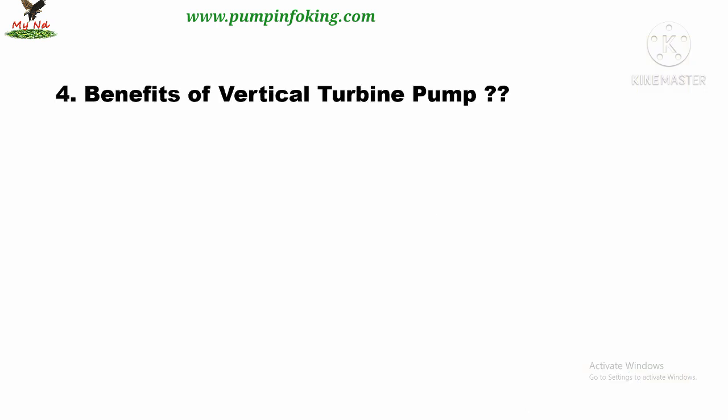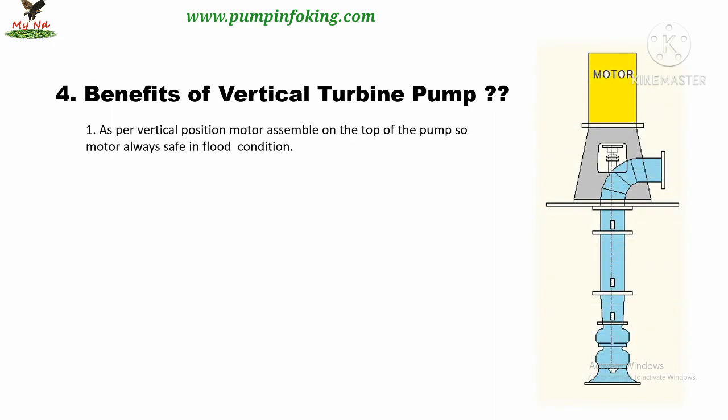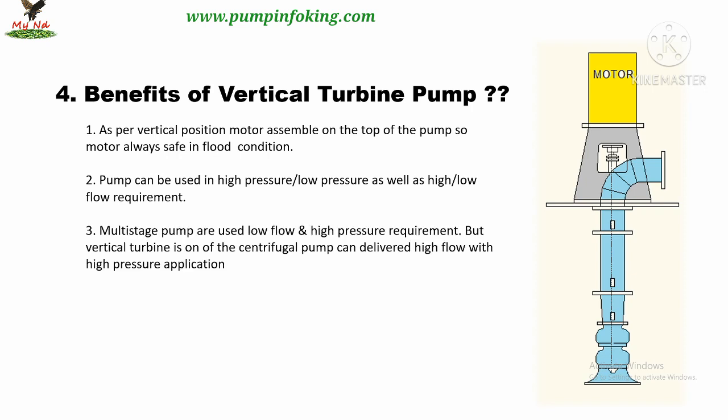The fourth question asked is, what is the benefit of the vertical turbine pump? Okay, so we are looking here at the benefits of the vertical turbine pump. As per the vertical position, the motor is assembled on the top of the pump, so the motor is always safe from the fluid condition. The second benefit is the pump can be used in high pressure or low pressure as well as high and low flow requirements.